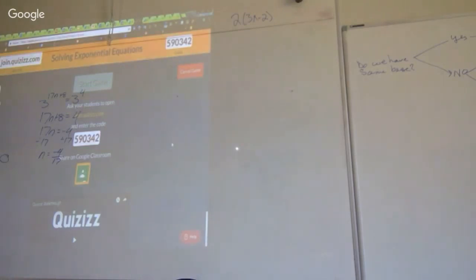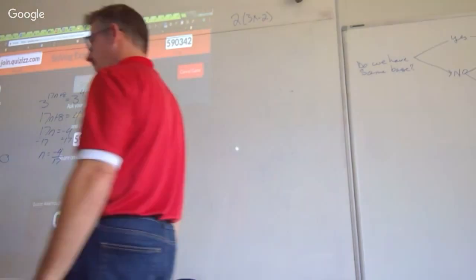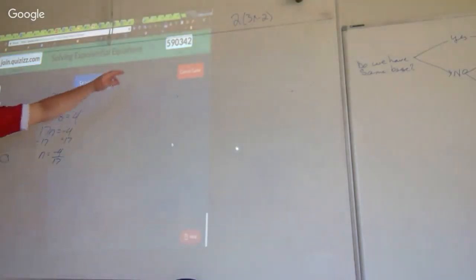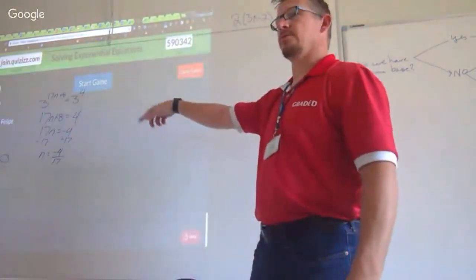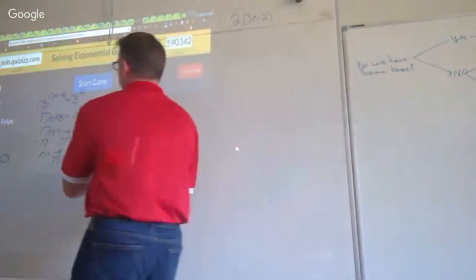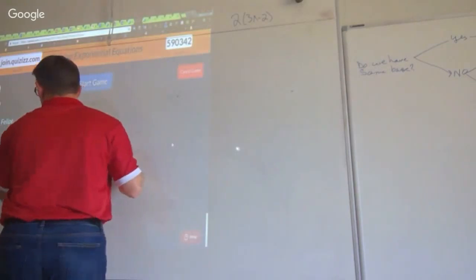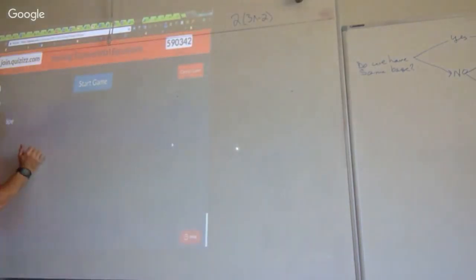I want to see good stuff. You got plenty of time. There should be plenty of time for each. Code is 590342. Can I erase this stuff in the middle so we don't get it? Yeah. Okay. Join quiz.